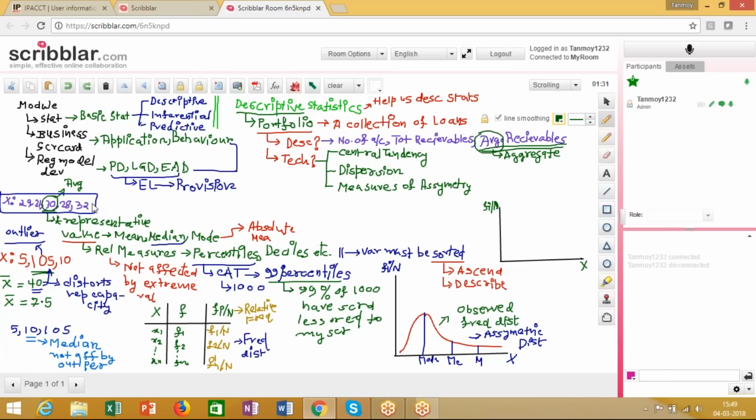What I'm doing over here is I'm just trying to plot these distributions. So let's say this is 30. At 30, I construct a histogram. The next value that I have over here is 31, so I construct the next value.